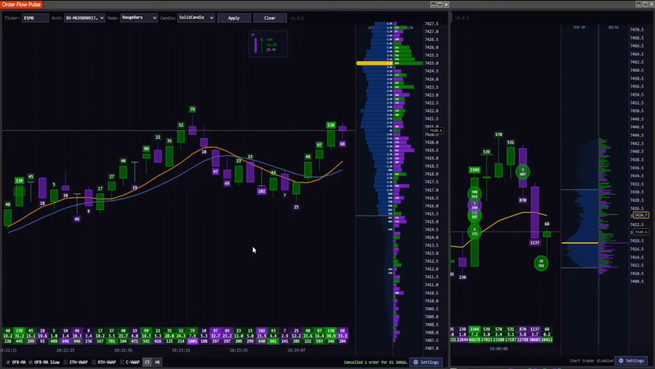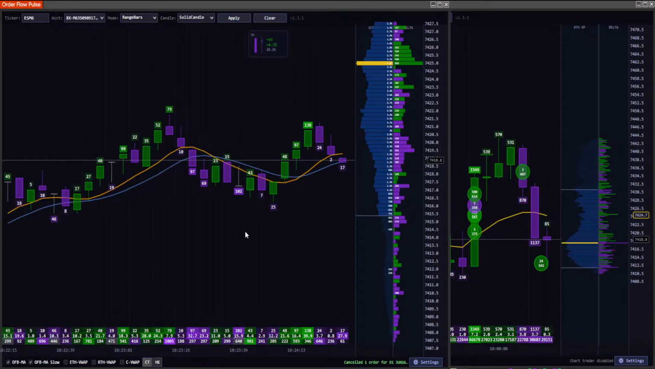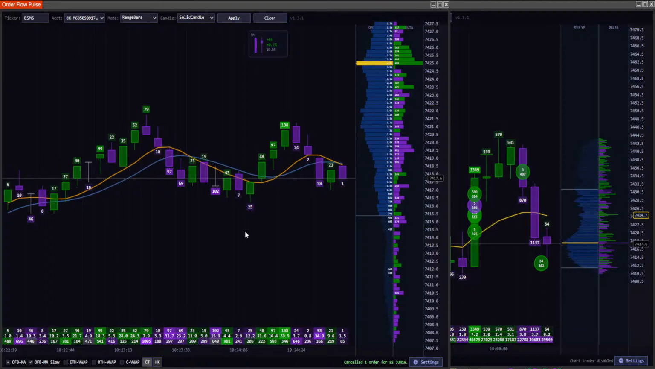We're bouncing off the value area low from yesterday. We haven't come down to the overnight lows yet. We've come pretty close. Overnight lows is 74.07. We talked about them earlier this morning.